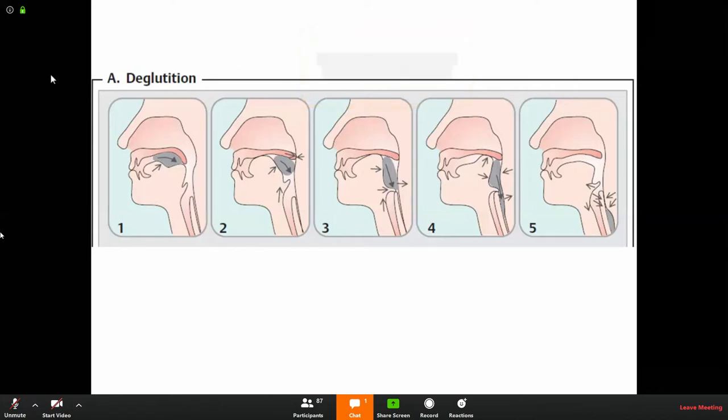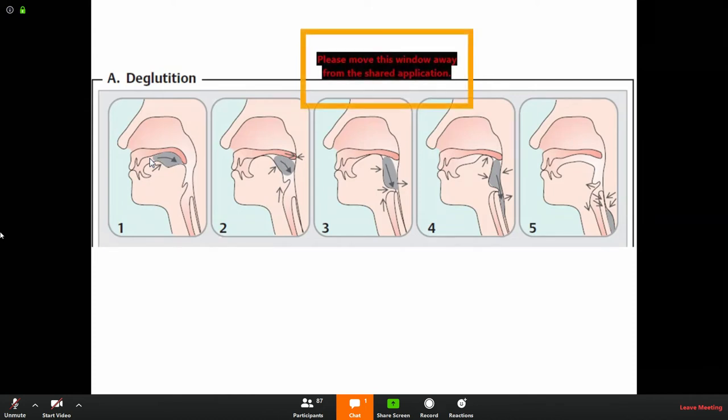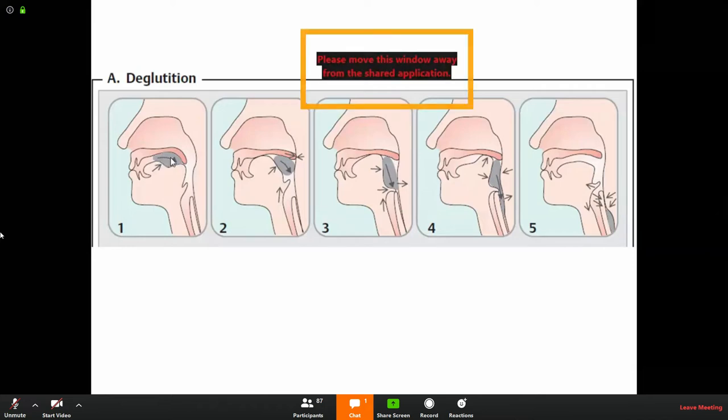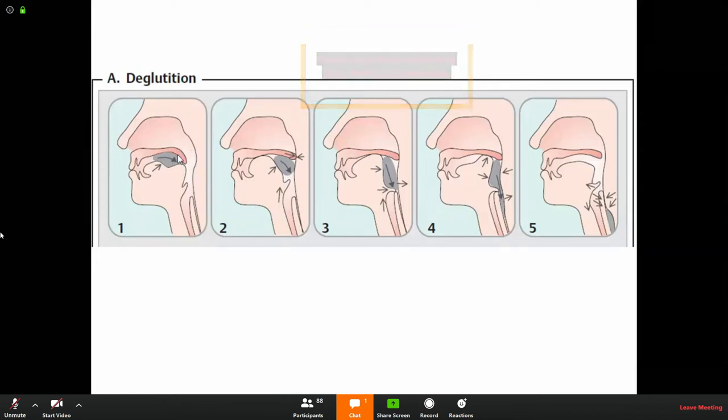Once the bolus of food is completely chewed and ready for swallowing, the tongue compresses the bolus of food against the soft palate. The soft palate is raised upward so that food particles don't enter into the nasopharynx. And the bolus of food goes downwards.